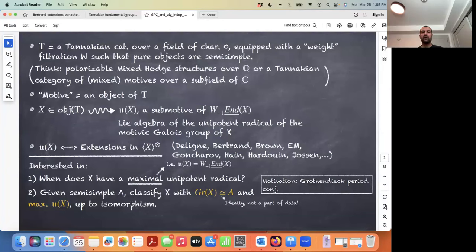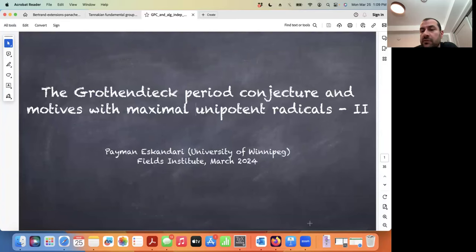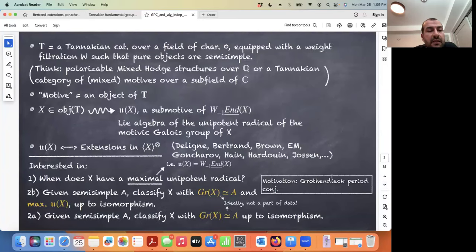Here I'm fixing the associated graded, and I want the unipotent radical to be maximal. But of course, if you remove this maximality of the unipotent radical, this question is still very interesting. So there are going to be two tasks for task 2, a 2A and a 2B. 2A is: you give me a semi-simple A, and I want to classify all X with associated graded isomorphic to A. My other task is that, among these, I want to classify the ones that also have a maximal unipotent radical.